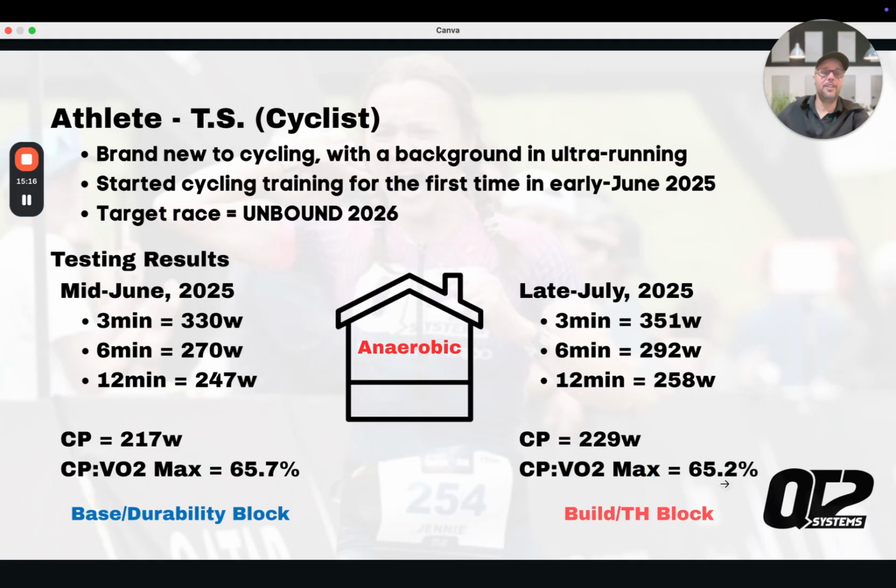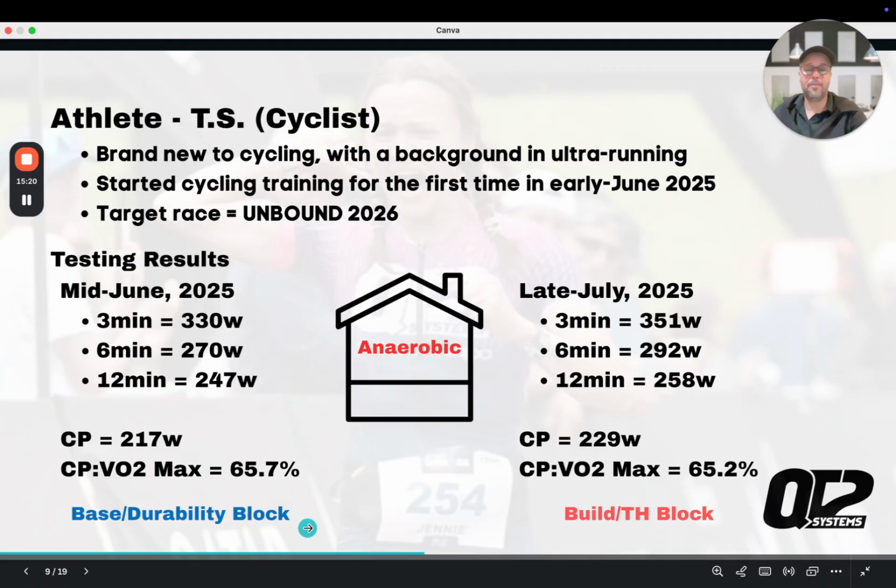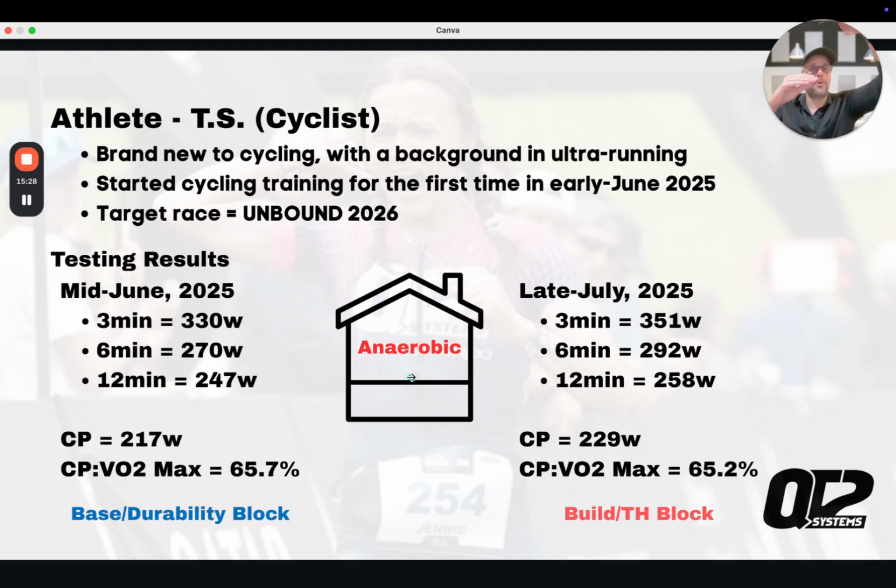Now, as you can see, everything grew. So we did an extended base durability block, and the whole house grew in size. So the foundation grew out, the critical power went up, but also the power at VO2 max went up at the same rate. So we have the same house, just larger.